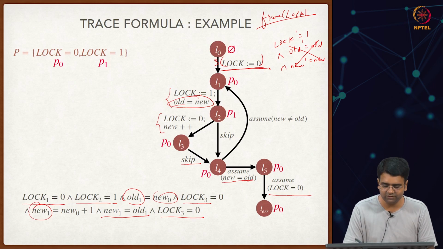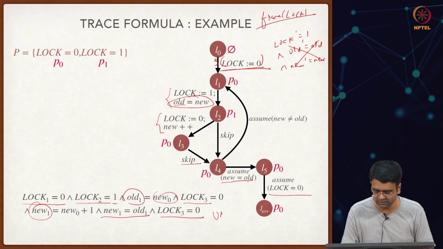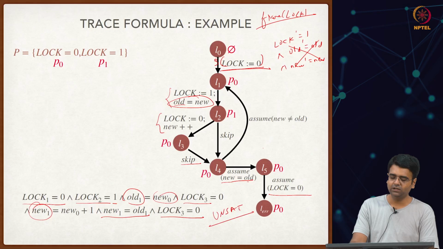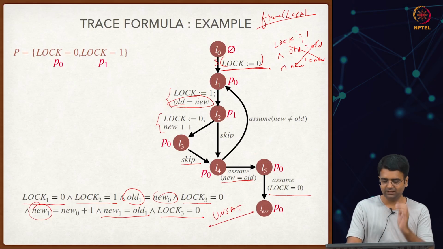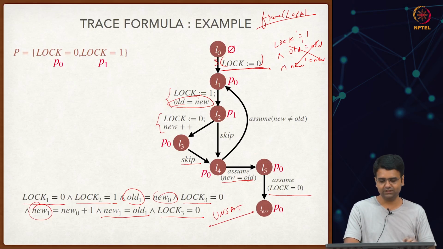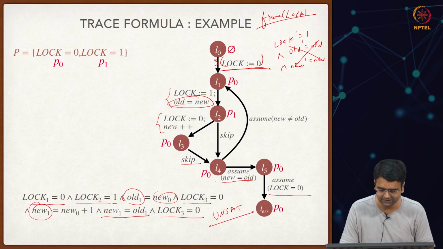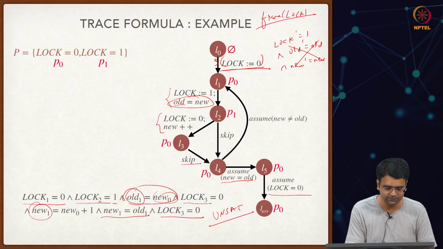And what you can notice is that this trace formula is actually unsatisfiable. So if you give this trace formula to any SAT solver, it will say that this is unsatisfiable modulo, of course, the theory of integers and so on. And the reason it is unsatisfiable is because of this old and new. So I have old one is equal to new 0 and new one is also equal to new 0 plus 1. So old one is new 0, new one is new 0 plus 1, but then we are also saying new one is equal to old one.